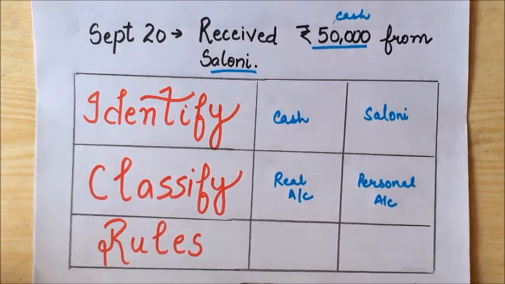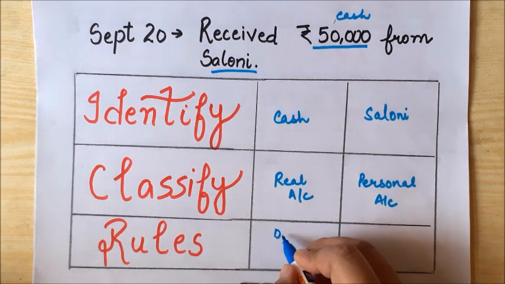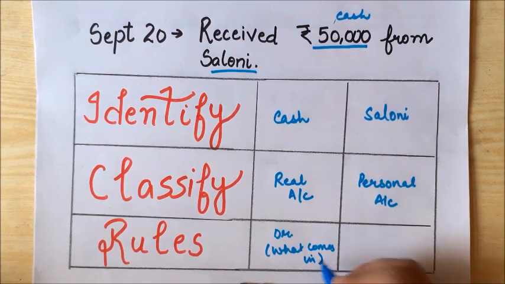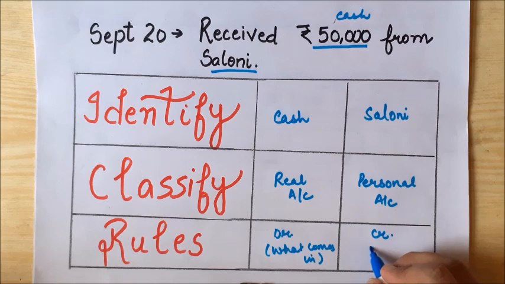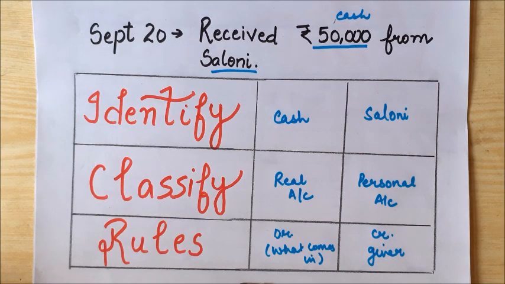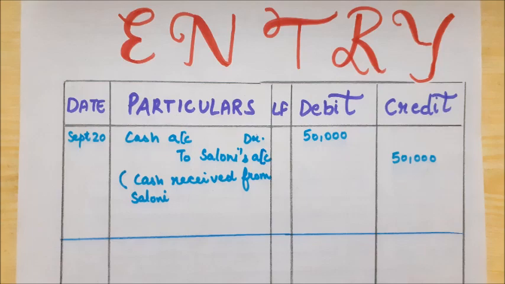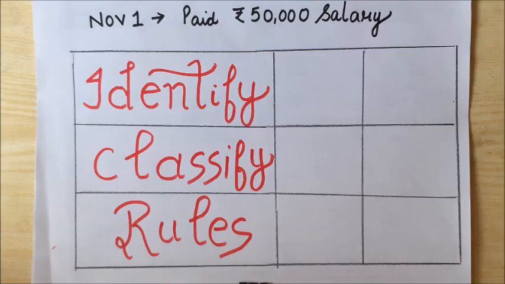Next, we need to apply the rules. Cash is coming into the business, so I will write debit what comes in, and Saloni is the giver, so I'm writing credit the giver. Let's pass the necessary journal entry. Date September 20, cash account debited to Saloni's account. In the debit column 50,000, credit column 50,000, and narration cash received from Saloni. And we will end the transaction with a line.